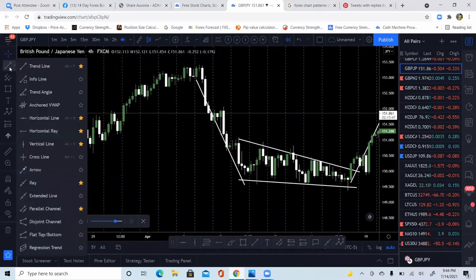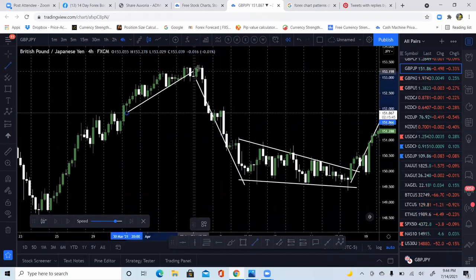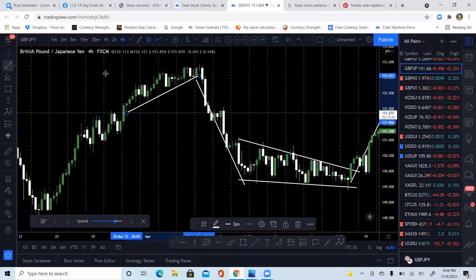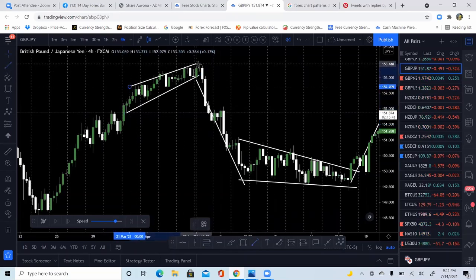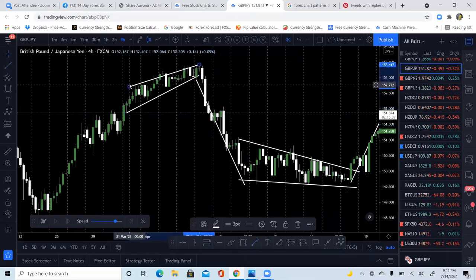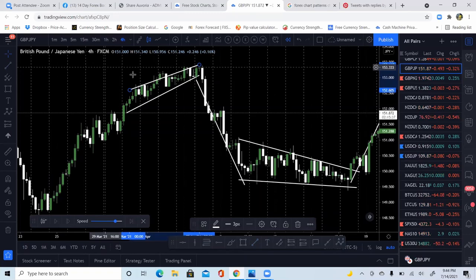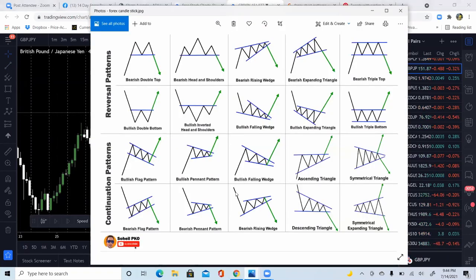Look, and then look up here before this major move. You have your wedge going on right here. Go back. Let's see if we can find it. Where is it at? There it is.